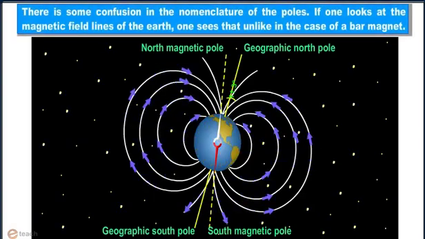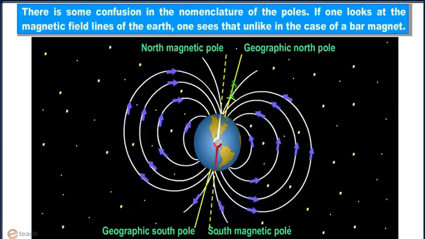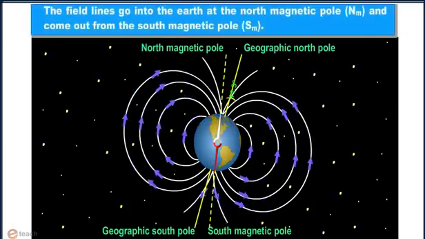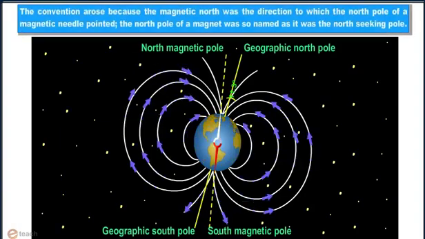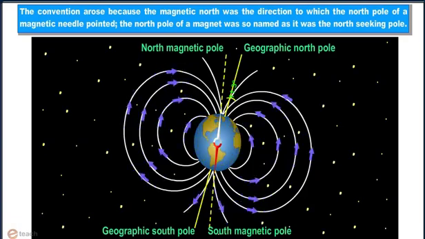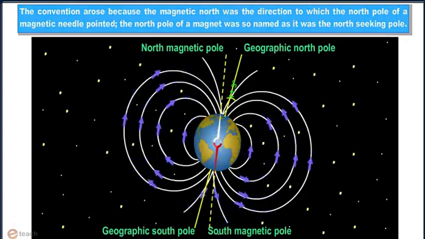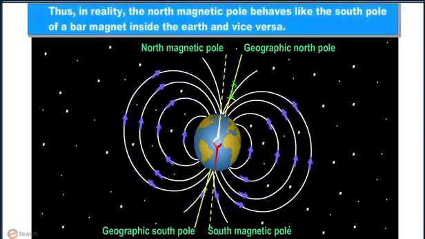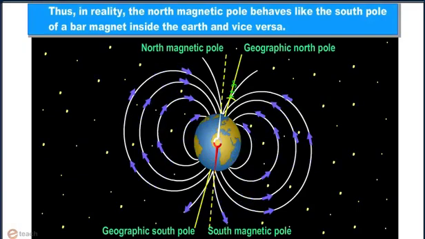There is some confusion in the nomenclature of the poles. If one looks at the magnetic field lines of the Earth, one sees that unlike in the case of a bar magnet, the field lines go into the Earth at the north magnetic pole and come out from the south magnetic pole. The convention arose because the magnetic north was the direction to which the north pole of a magnetic needle pointed. The north pole of a magnet was so named as it was the north-seeking pole. Thus, in reality, the north magnetic pole behaves like the south pole of a bar magnet inside the Earth and vice versa.